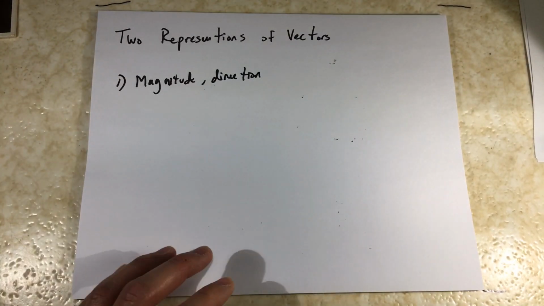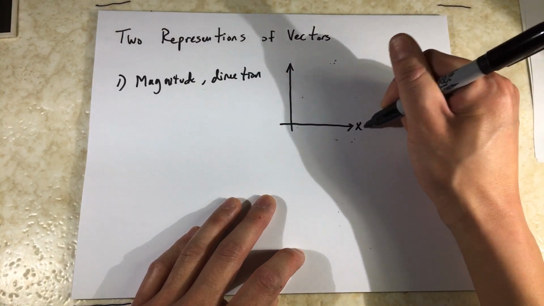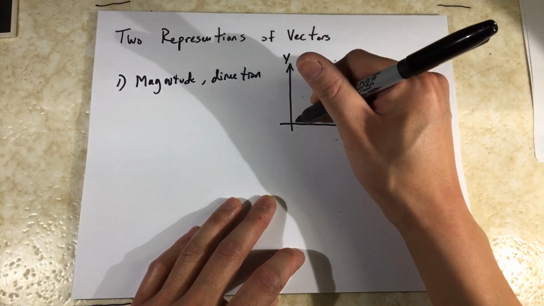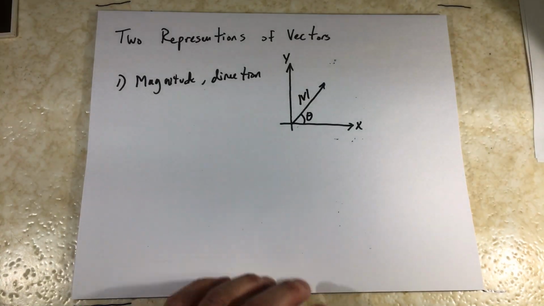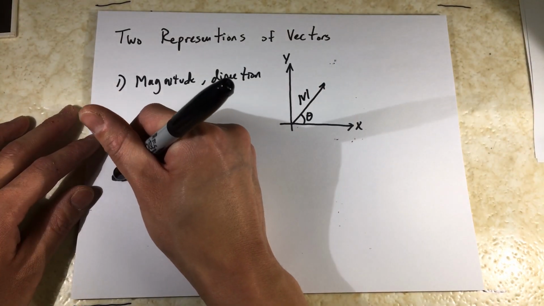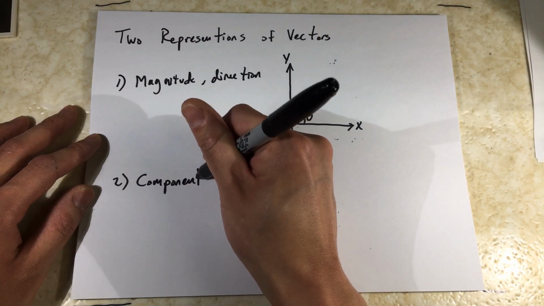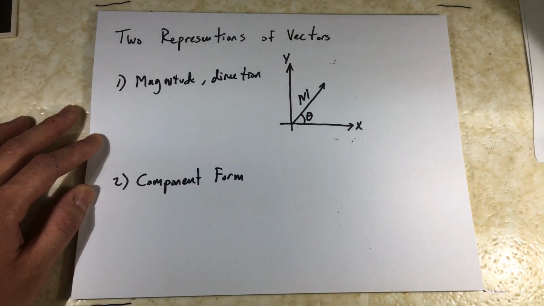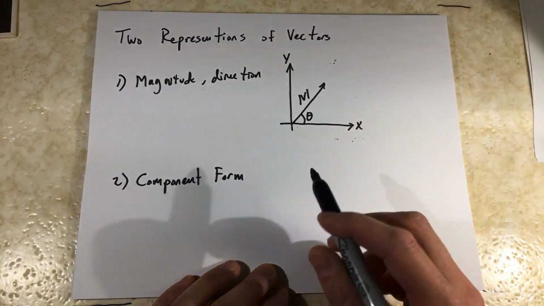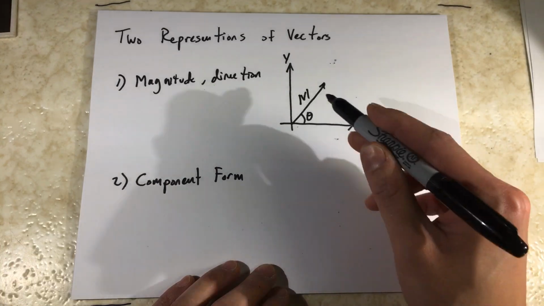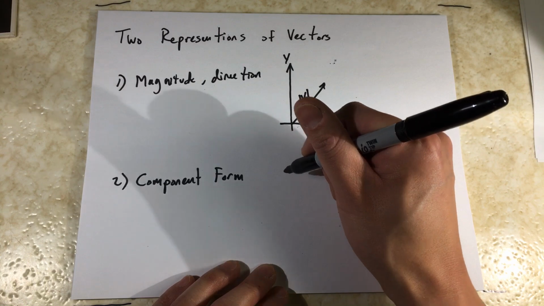Okay, so an example of magnitude and direction would be: you have some vector, you tell me its length, and then you tell me the angle theta. And the second representation is what's called component form. Basically the idea behind component form is that, rather than the length and its direction, you just say how much you move left or right and then how much you move upward. So component form would be something like this.